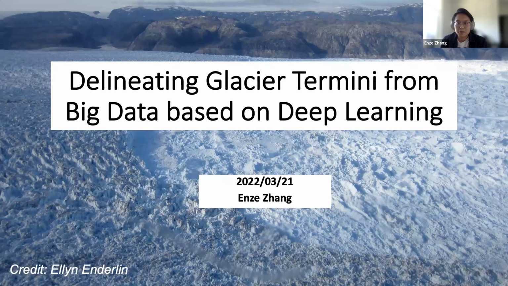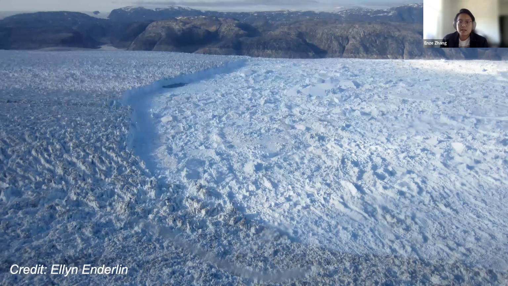Today, I'm going to talk about how to delineate glacier termini from big data based on deep learning. To start with, I would like to show this aerial photo. This is a photo of the Helheim Glacier, one of the largest glaciers in Greenland. And over here, we can see the glacier terminus. Our task is to extract the glacier terminus from remote sensing images.